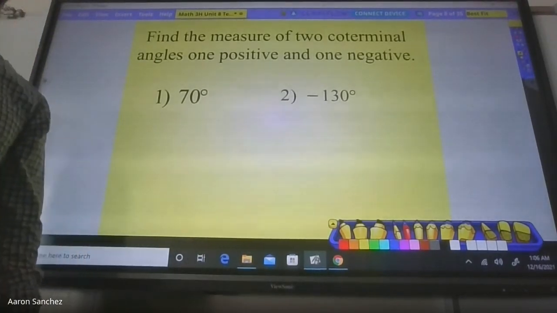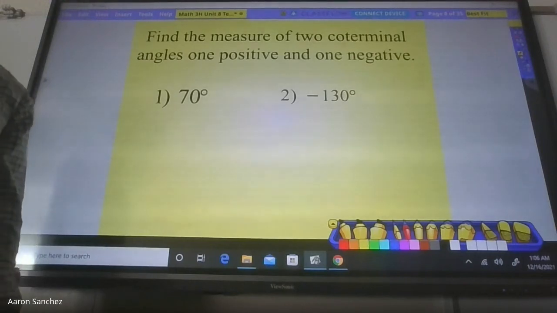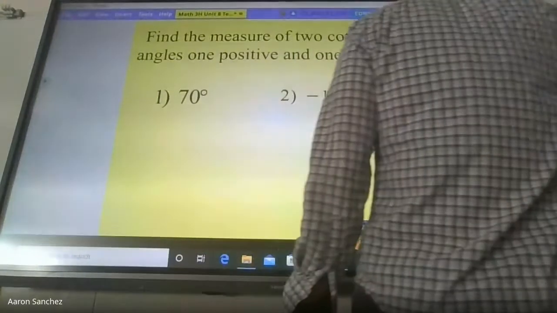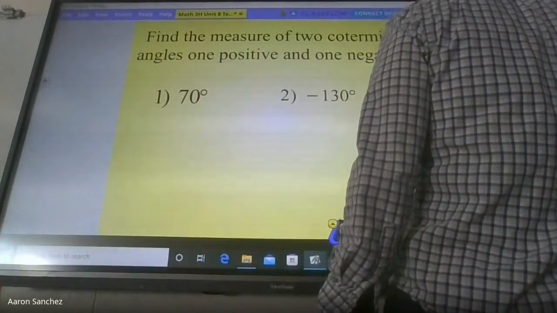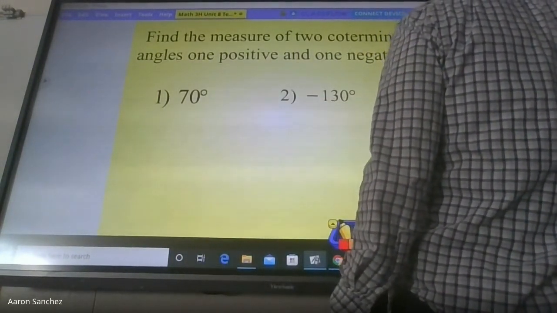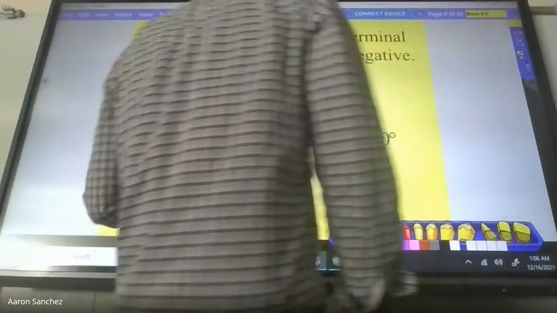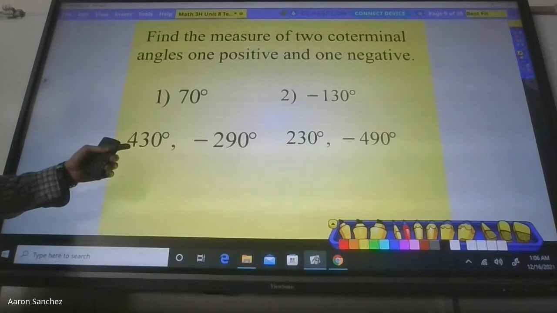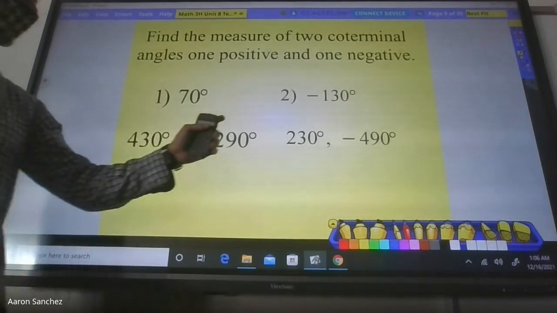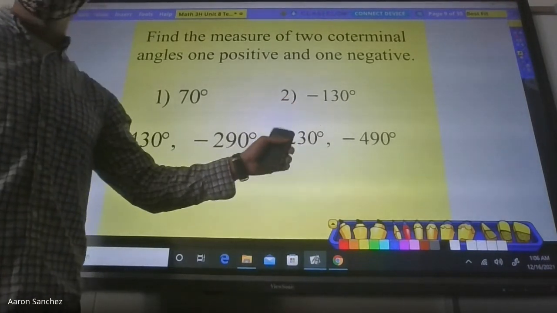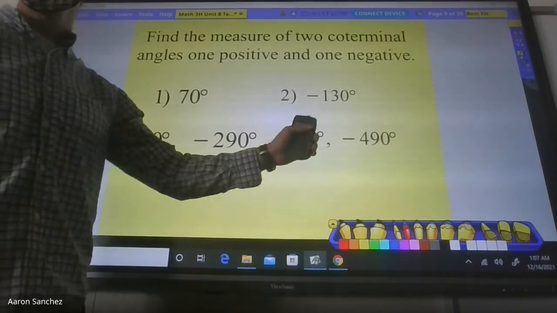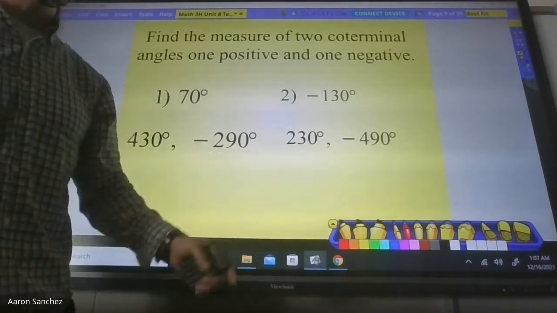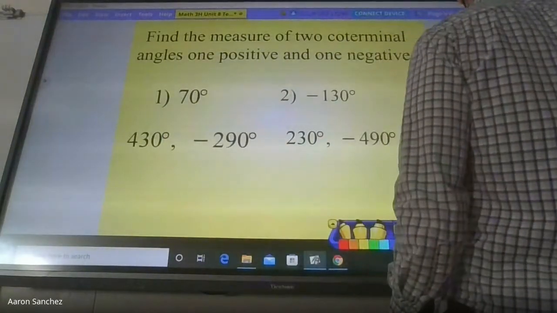Yeah. Add 360. What's 70 plus 360? What's 70 take away 360? I'll tell you. Negative 290. Okay. 430. Negative 130. Add 360, 230, right? Take away 360, 490. That's all you've got to do. I'm moving on.